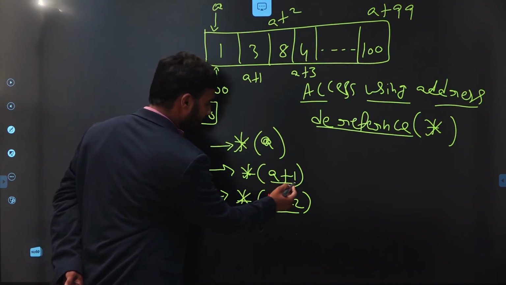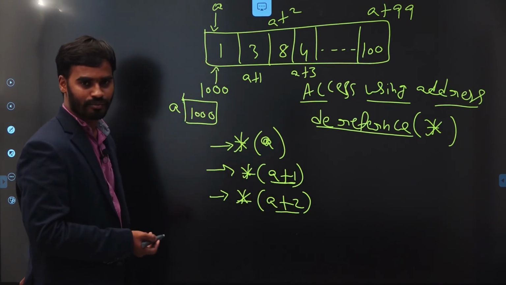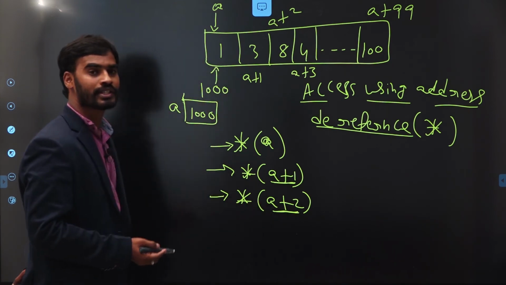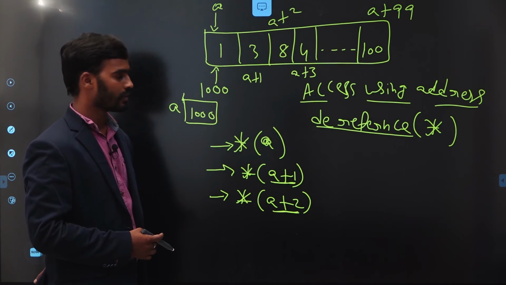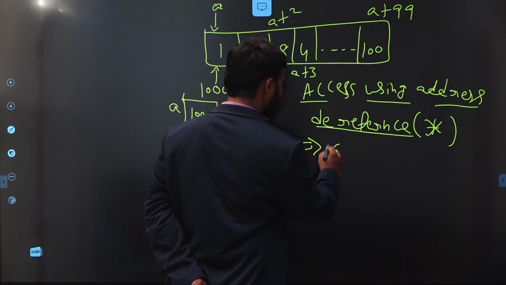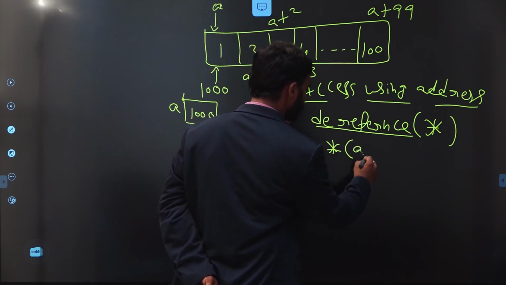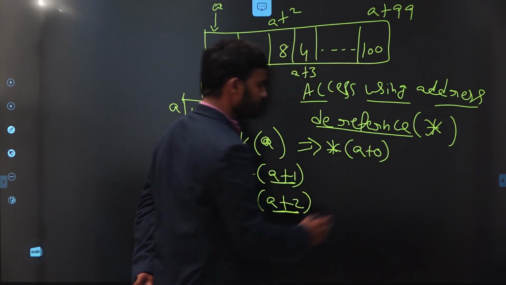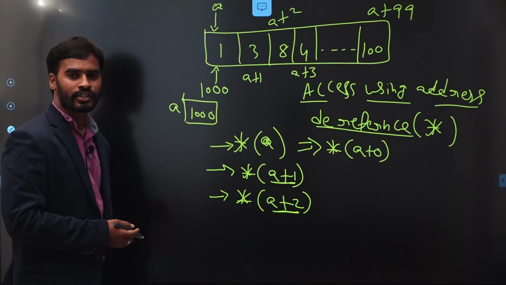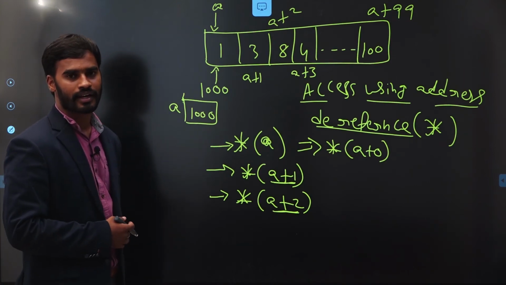So here you are dereferencing the A plus 1 block, which is the second block. Here you are dereferencing the A plus 2 block, which is the third block. This star A, I can write as star A plus 0, because adding 0 doesn't change anything.